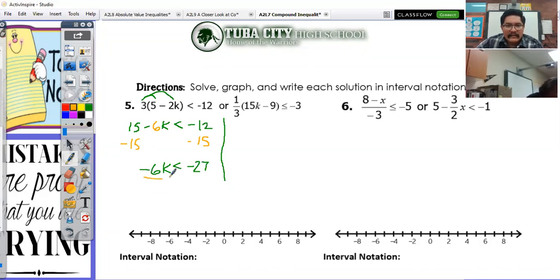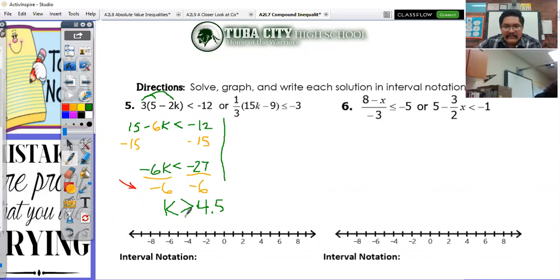Okay, get this -6 off of there. And like I said, best thing to do, change your sign. I see that there's a negative here. So before I do anything else, I'm going to change my sign. So flip it. K greater than 4.5. So I just divided 27 by 6. And that gives us 4.5.